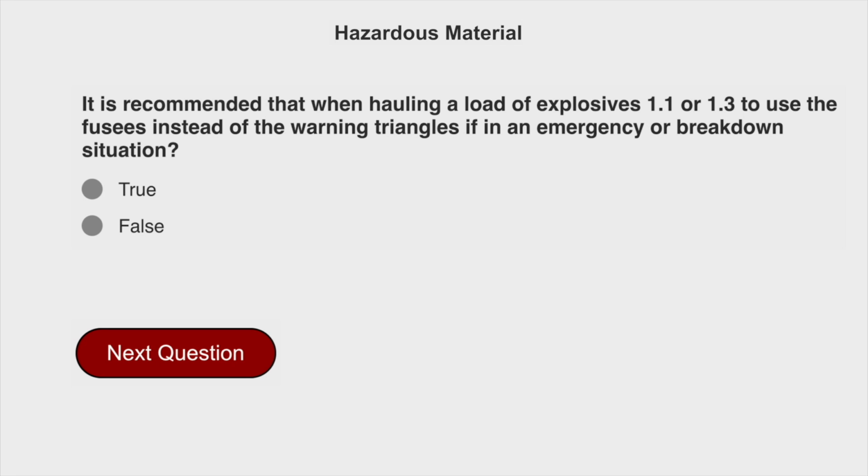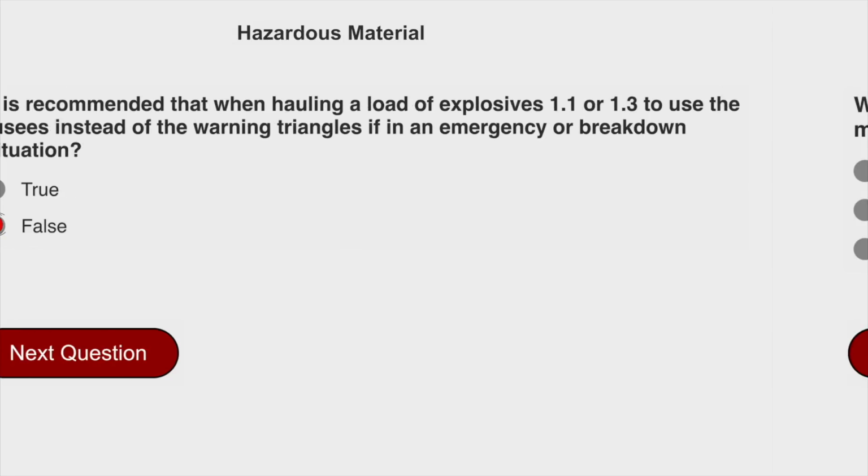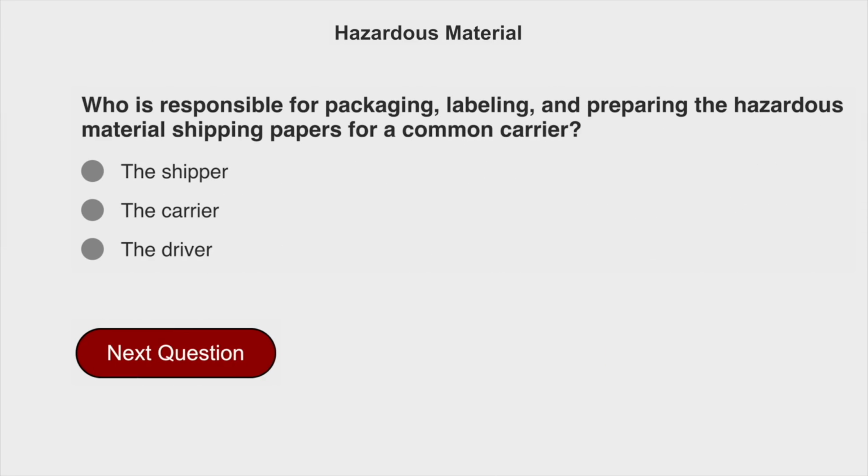It is recommended that when hauling a load of explosive 1.1 or 1.3 to use the fuses instead of the warning triangles if in an emergency or breakdown situation. False. Who is responsible for packaging, labeling, and preparing the hazardous material shipping papers for a common carrier? The shipper.